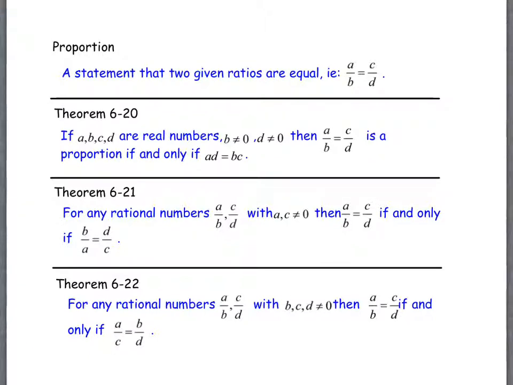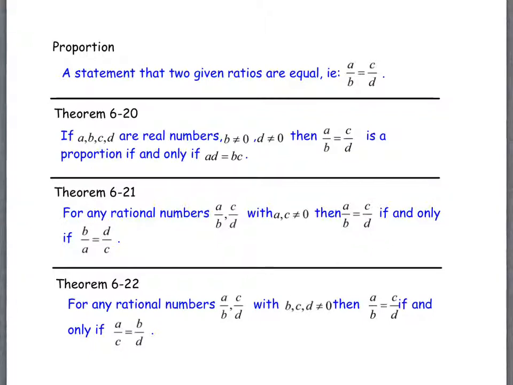All right, a few theorems about proportions. These are important. The first one says what a proportion is before we get to the theorem. A proportion is simply a statement that 2 ratios are equal. That's all a proportion is. So we have a ratio of A over B, another ratio of C over D, and a proportion says that they are equal to each other. That's it. Okay?